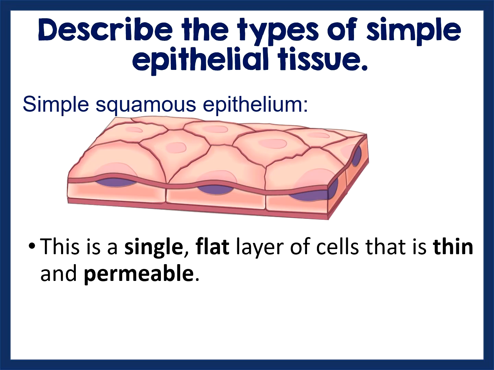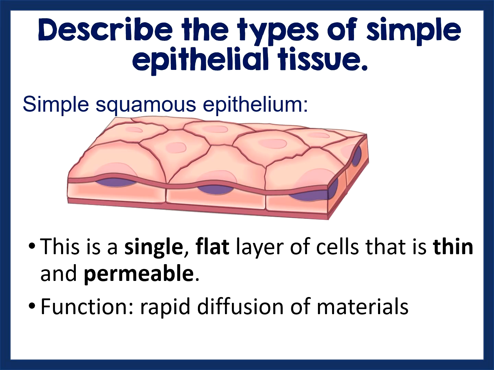So if we look at simple squamous epithelium, this is a single flat layer of cells. It's very thin, which, if you think about diffusion of nutrients, right? If you need the rapid diffusion of gases, that would be a great tissue to have in that location. So molecules will move from an area of high concentration to an area of low concentration, right?